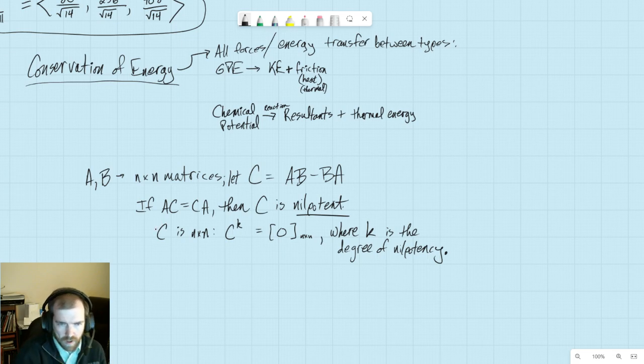Okay. So let's go about it this way. We already know that C looks like this. So let's plug it in here. We know that A times C equals C times A.